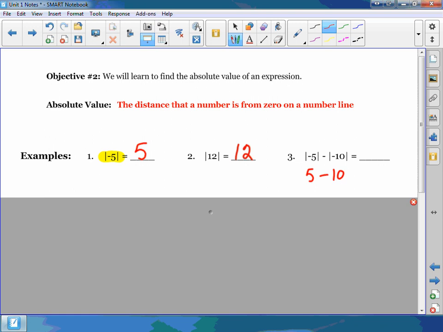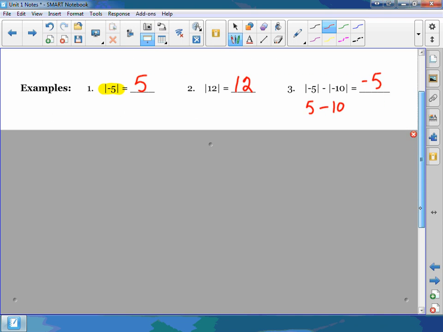Now, this is our first experience where we're taking away more than what we have, and we'll get to this point eventually. But if you had 5 and you take away 10, you're actually going to cross back into the negatives, and you're going to end up with a value of -5. Okay? So the next set down here.